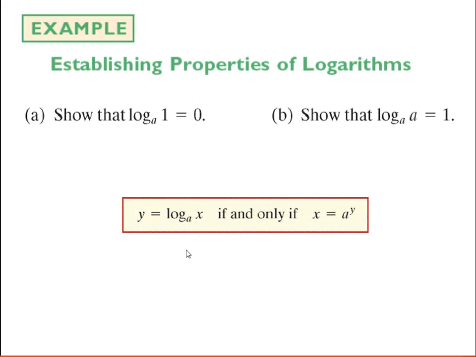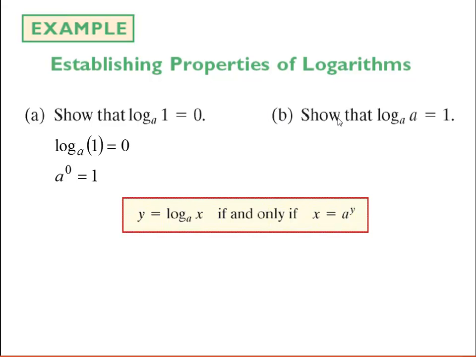If I use that definition and rewrite it as a to the power of 0 equals 1, then I know this is true. I know from properties of exponents that anything to the 0 power equals 1. So therefore, this is a legitimate statement in logarithmic form. All right, so this will be our first property of logarithms.